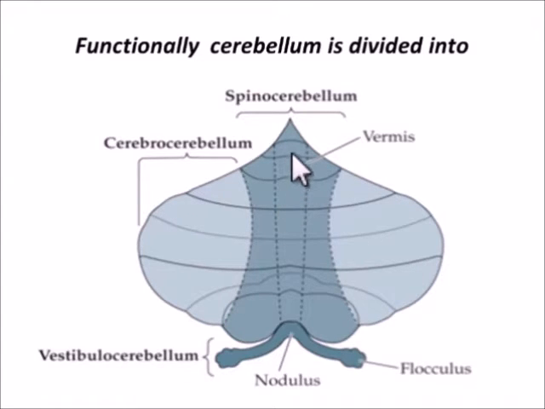The spinocerebellum comprises the vermis, which is this midline structure, and lateral to the vermis is the paravermis, and lateral to the paravermis is the cerebrocerebellum. So this is the cerebrocerebellum part, and functionally or physiologically, the folliculonodular lobe is called the vestibulocerebellum, since it has connections with the vestibular apparatus or vestibular nuclei.